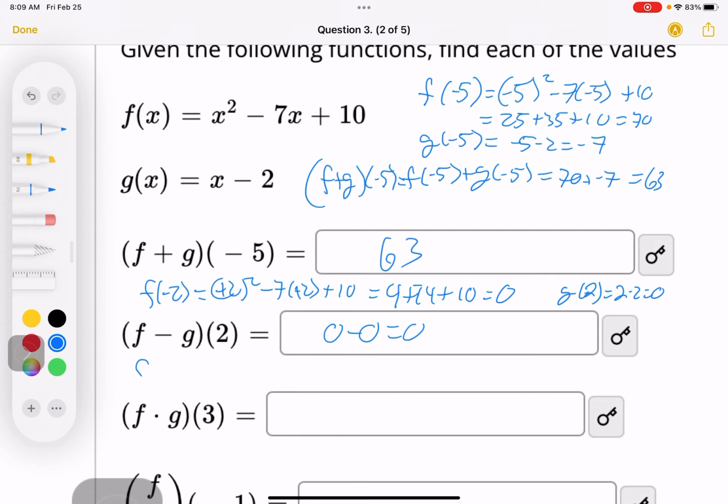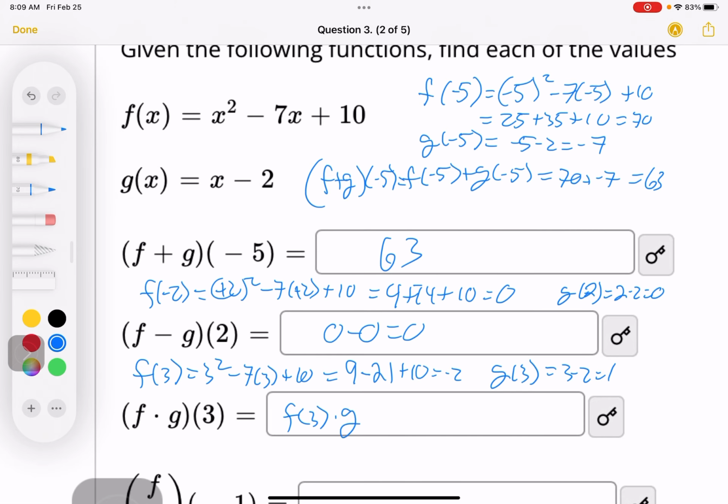f times g of 3, we look for our f of 3 is going to be 3 squared minus 7 times 3 plus 10. So that means it's going to be 9 minus 21 plus 10. I believe that's negative 2. G of 3 is going to be 3 minus 2, which is 1. So our f times g of 3 is f of 3 times g of 3, which is going to be negative 2 times 1, which is negative 2.